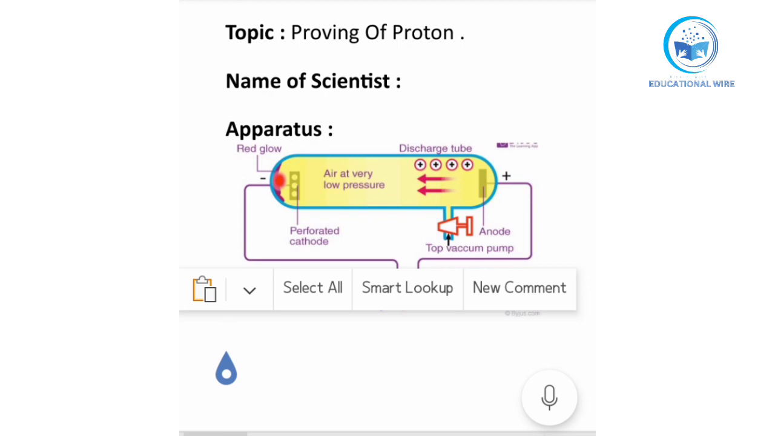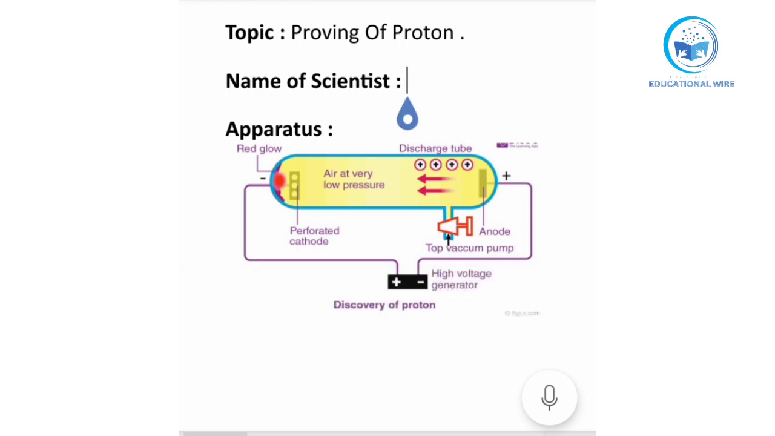So today we will discuss our new topic, the discovery of the proton, or you can say the proving of the proton. Day before yesterday we discussed the discovery of the electron. It is the same process, but there are just some differences in the proving of the proton.